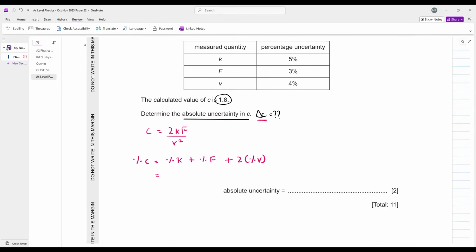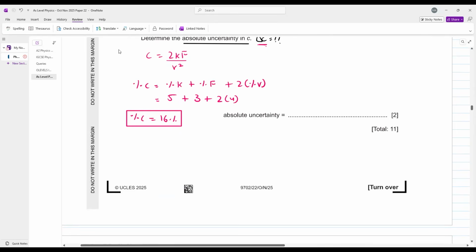What is the percentage uncertainty in K? 5. What is the percentage uncertainty in F? 3. What is the percentage uncertainty in V? 4. The percentage uncertainty in C comes out to be 16%. Simple. Nothing complicated here. कुछ भी हमने यहाँ पे complicated नहीं किया.